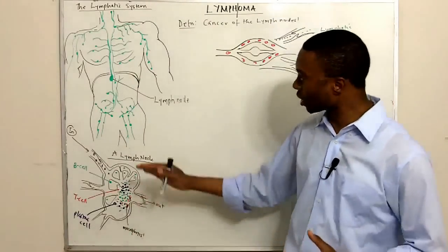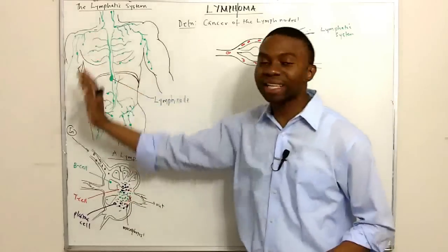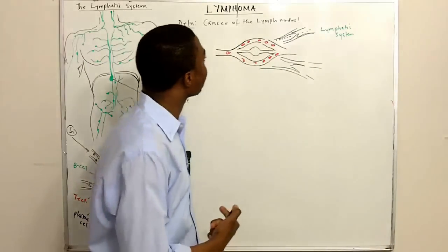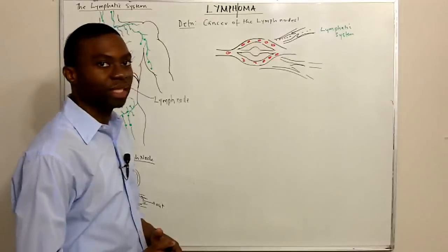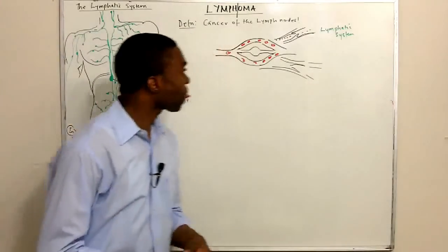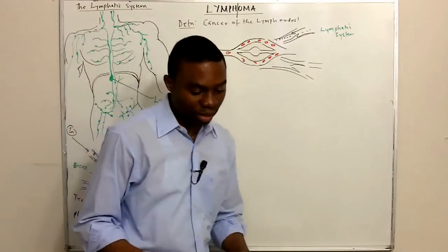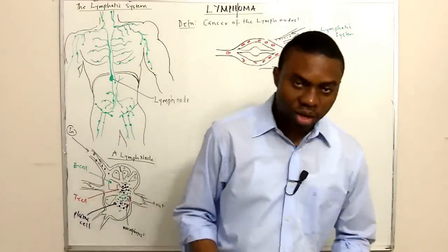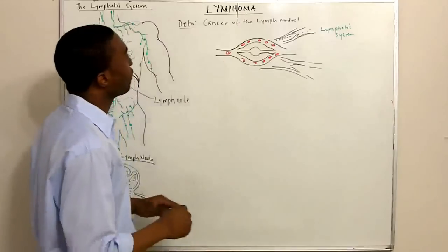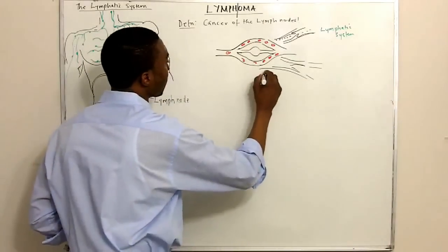So now that we know what the lymph node looks like, what the lymphatic system looks like, let's come back to lymphoma. Now when we have a cancer of this lymph node, we have a lymphoma. So there's two types of lymphoma. Let's break it into two.